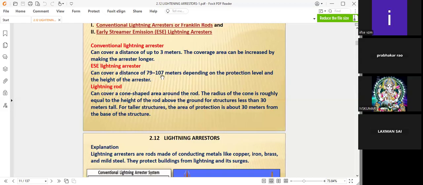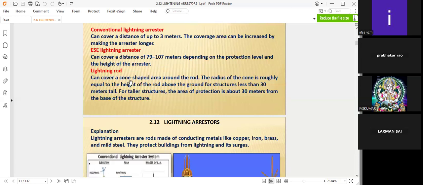Depending on the area covered, the cost is also different: 80 meters means one cost, 90 meters means another cost. So depending on the radius of cover, we have to see how many lightning arresters will be needed for the organization.